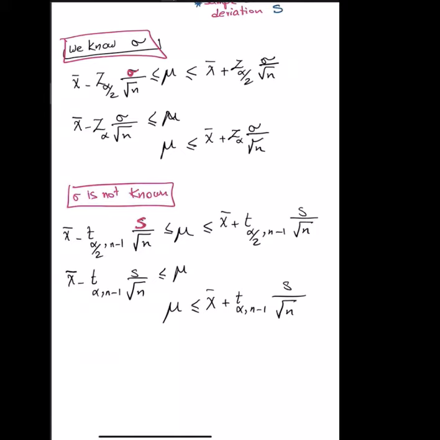If I don't know sigma, I use the standard deviation of the sample. So I replace sigma with s. That's one difference. The other difference is that if I know sigma, I use the z value that I get from the z table. If I don't know sigma, I use t values that I get from the t table. These are the two main differences between these sets of equations.